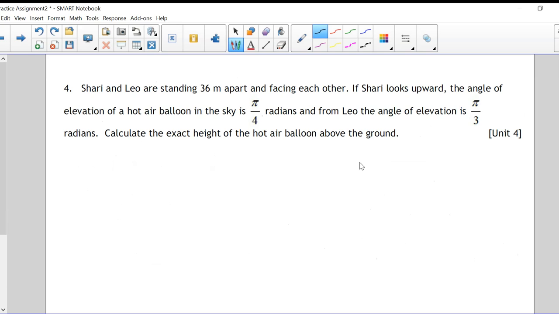Trying to get to this question. Let's go. Shari and Leo are standing 36 meters apart. I guess they're doing the social distancing or something. And they're facing each other. Shari looks upward, her angle of elevation is pi over 4. Leo is looking upward, his angle of elevation is pi over 3. And from that, we're supposed to find the height of the balloon. Uh-oh. All right. Let's see if we can draw a diagram for that.